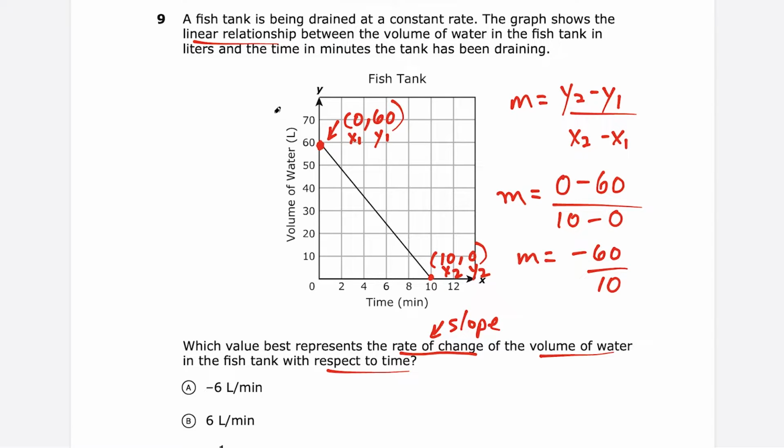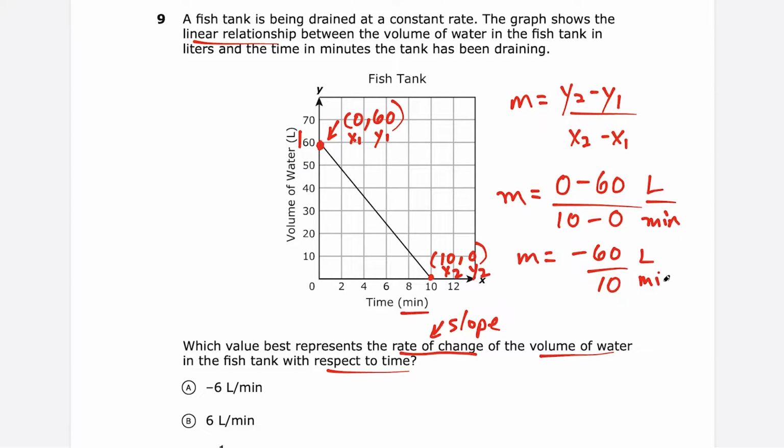Well, the difference in the y values, the units on the y-axis here, it was volume of water in liters. Okay, so that's why we could just put a liter up top to go with the difference of the y values, and the units on the x-axis is minutes, so we could put minutes underneath. So it's liters per minute every time we simplify here.